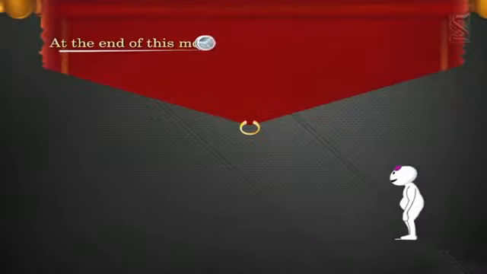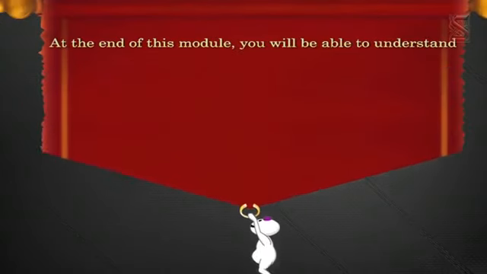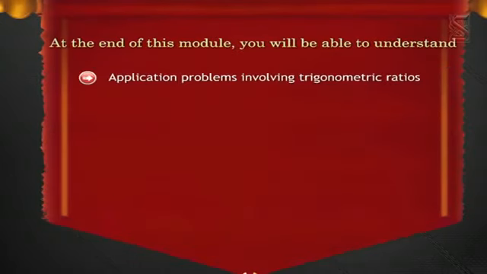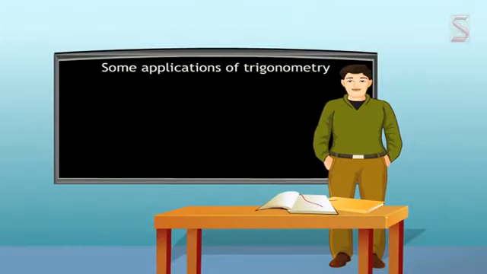At the end of this module, you will be able to understand application problems involving trigonometric ratios. You have learned many situations in day-to-day life where trigonometry is used in the introduction chapter of trigonometric ratios. Let us learn in detail how to solve these application problems in trigonometry.